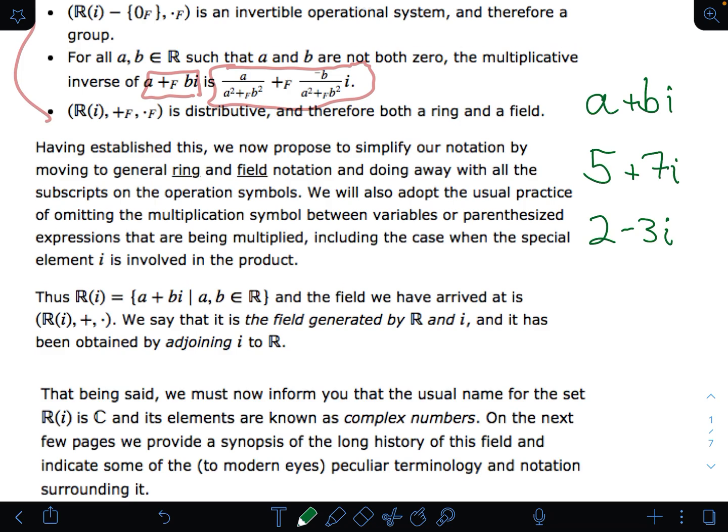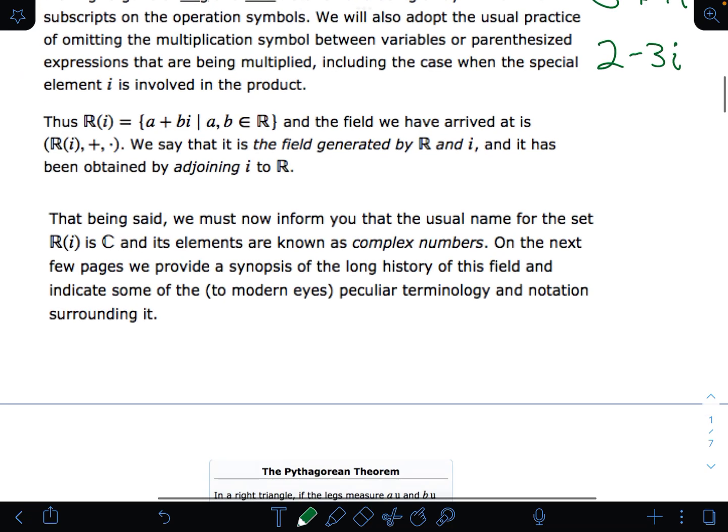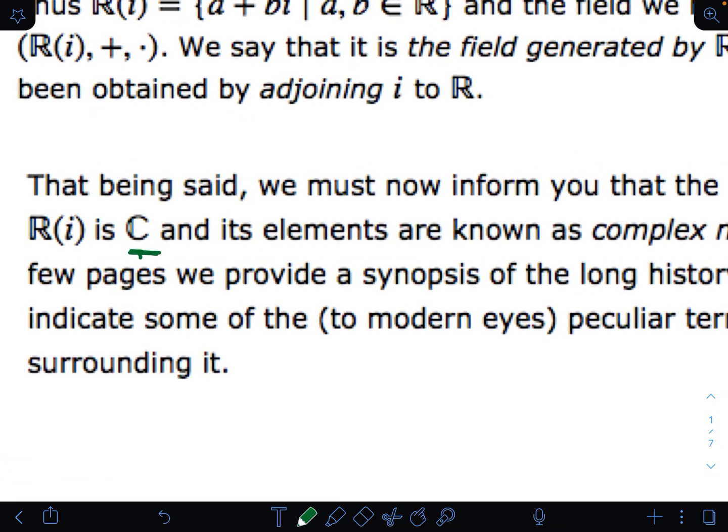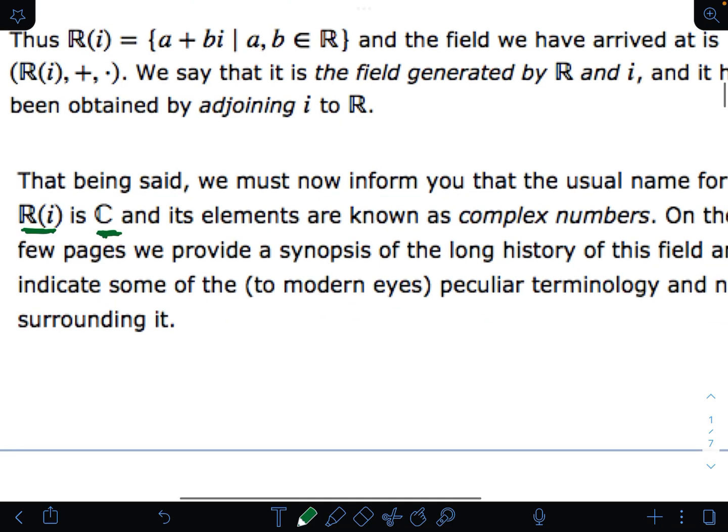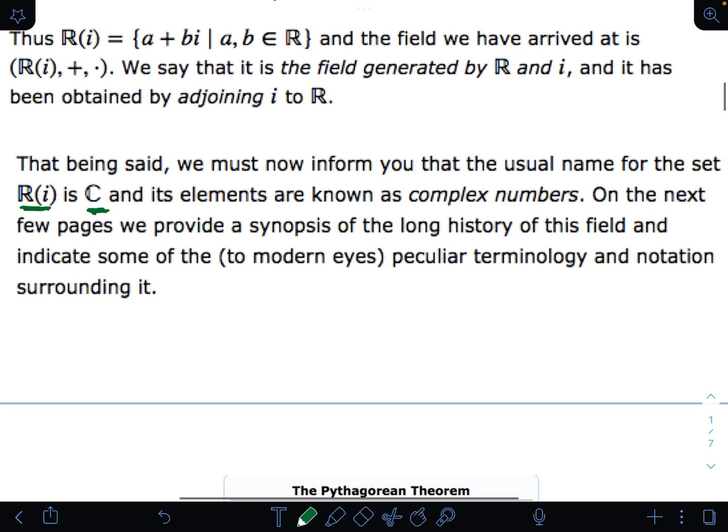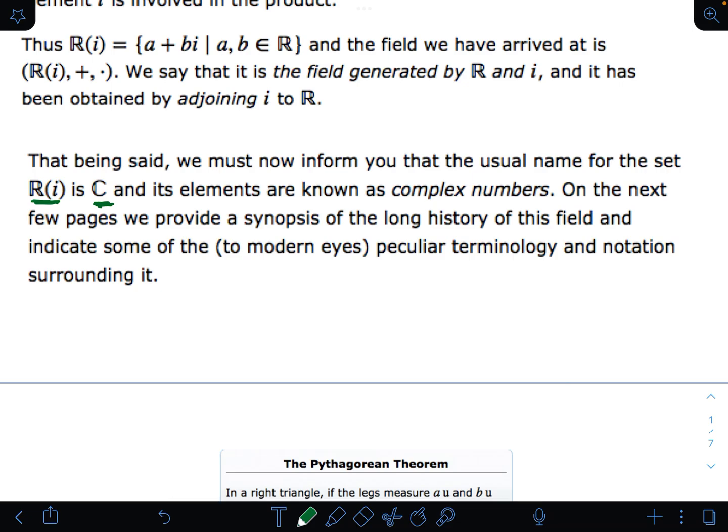Okay, so whenever we're talking about the complex field of numbers, we're going to denote it with that fancy double-struck C, just like we did for the real numbers before. So when I say the real numbers with i included, we're going to call those the complex numbers.